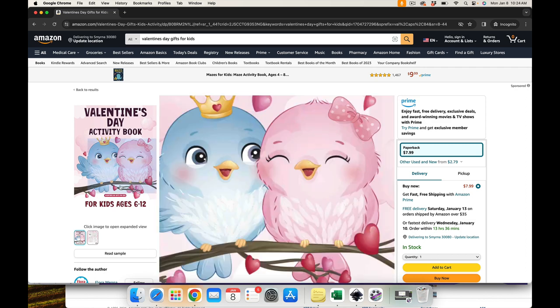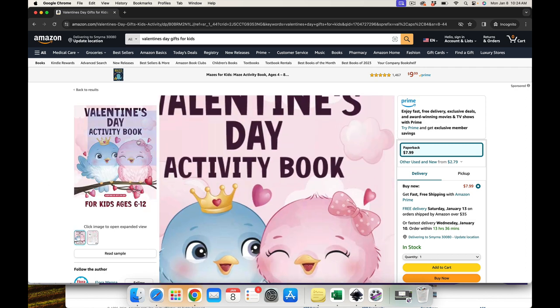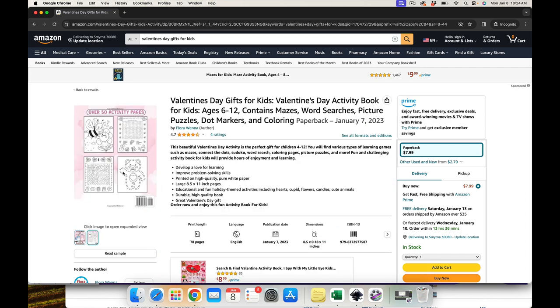You can see that as an activity book, while we cannot peek inside, we can look at the back cover and see that this book is going to have some word searches, some connect the dots, some mazes, some coloring pages, and will target a market of ages 6 to 12 years old.